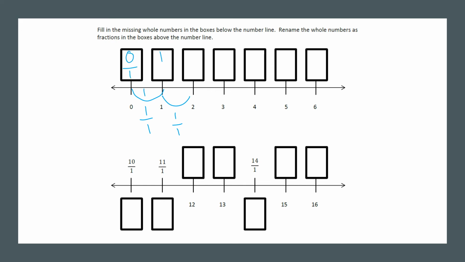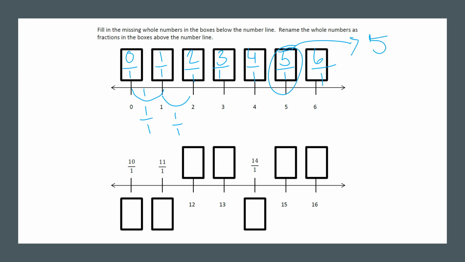Add 1 over 1 to that. This is 1 over 1. Add 1 over 1. Now we have 2 over 1. 3 over 1. Do you see the pattern? 4 over 1. 5 over 1. 6 over 1. Let's take a time out and look at that.